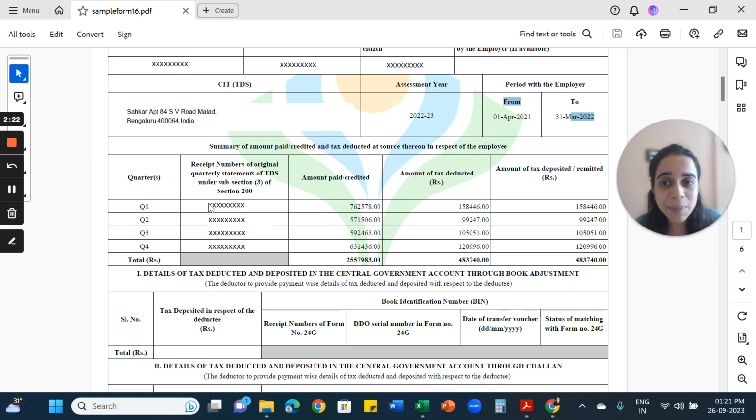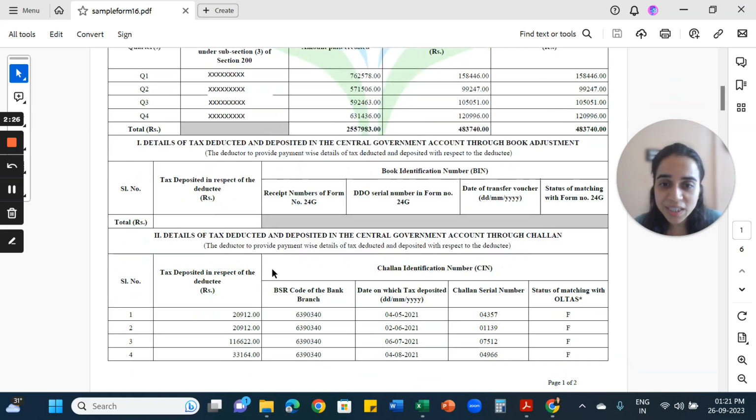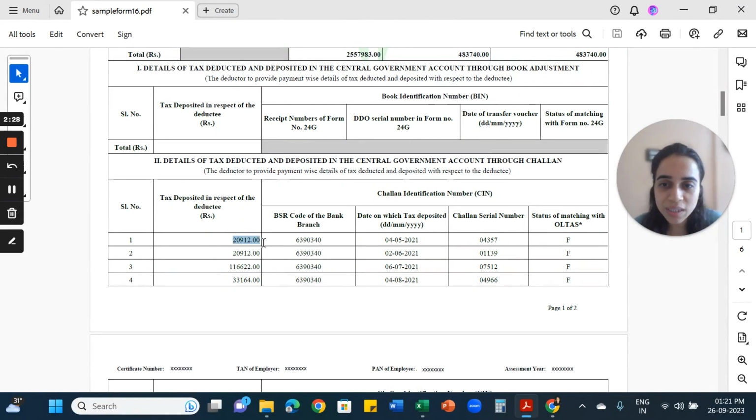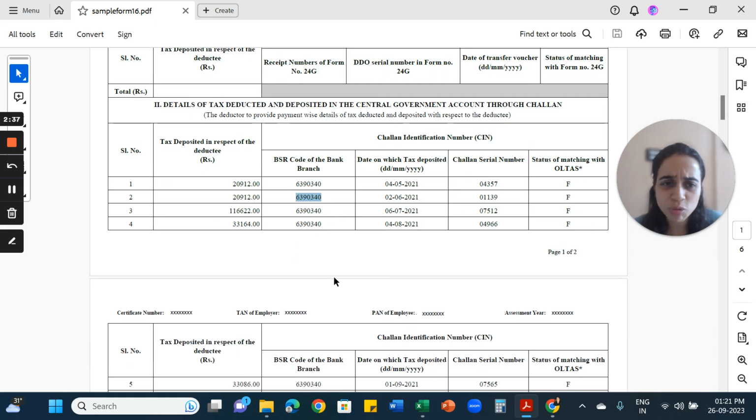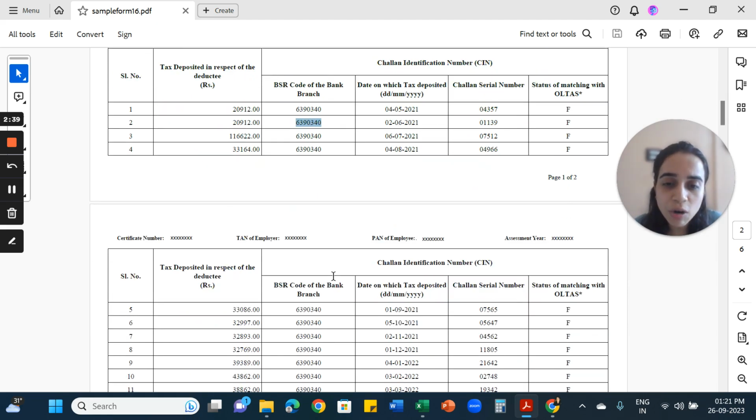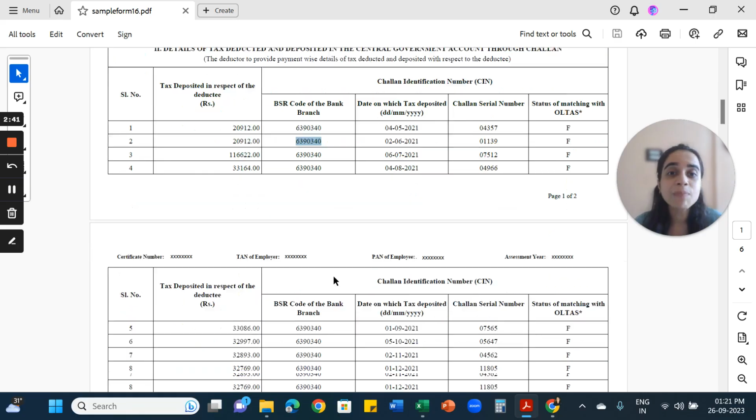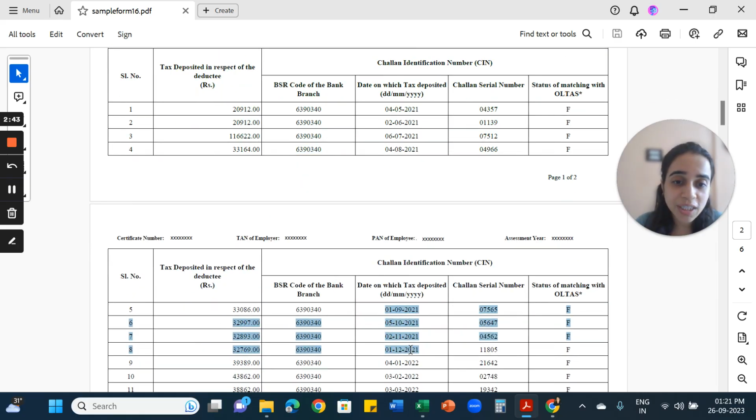So these are basically the details of the TDS deposited. See, TDS was deducted every month, you can see here. Every month the TDS was deducted and submitted to this branch. The BSR code of the branch is given, which will be the same for the deductor, obviously, most of the time. These are the dates on which TDS is deducted. By this challan, the employer has paid your TDS.